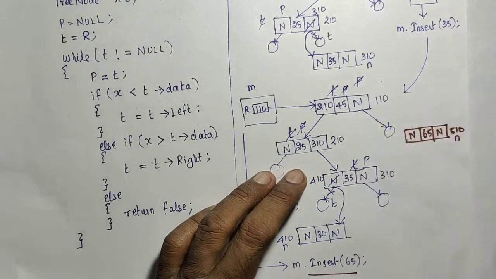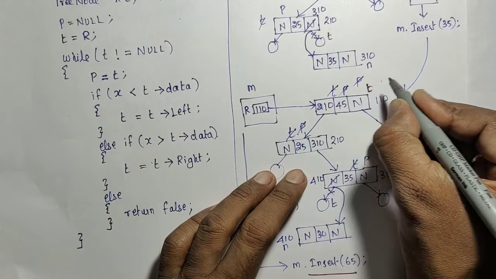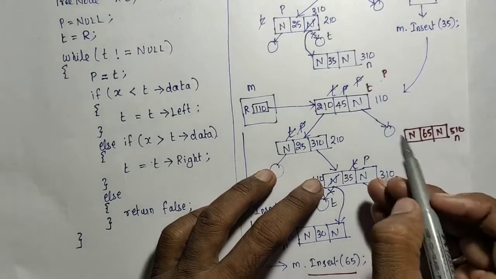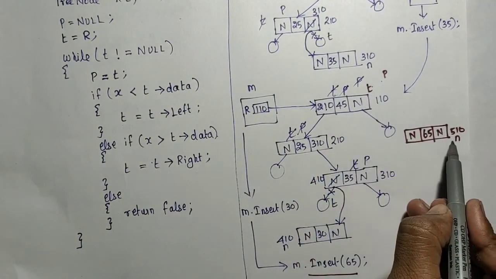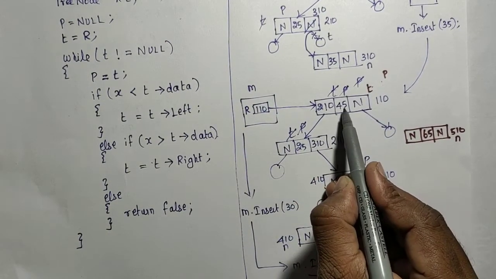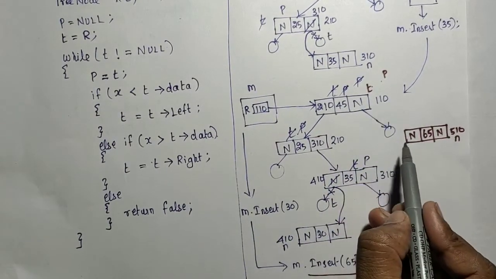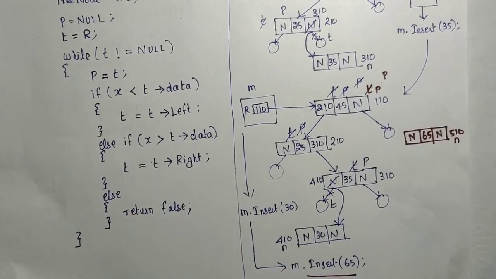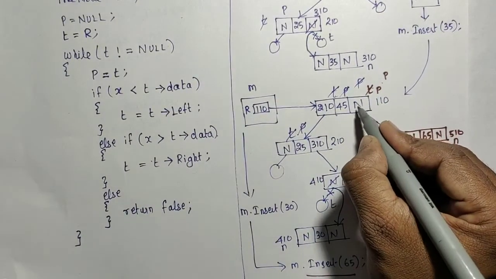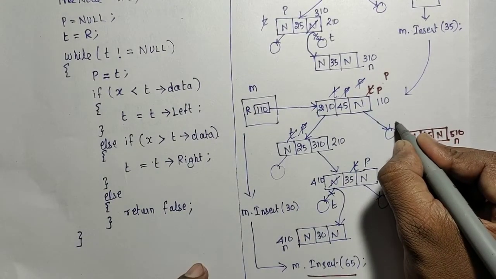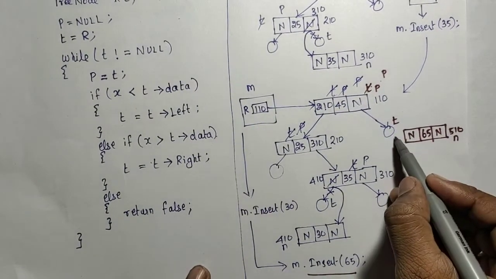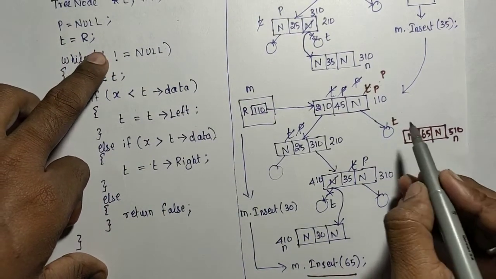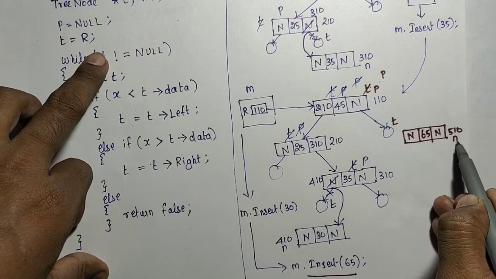So again the search starts from T with the 45, this root node. By that time P is null. Now T data and N data are compared. 65 and 45. Go right. Go right means T will be moved on the right side. So current T will be updated to P, and T will be moved on the right side. Right side is null. So T will be moved onto this null node. When T reaches the null, the loop will get terminated.